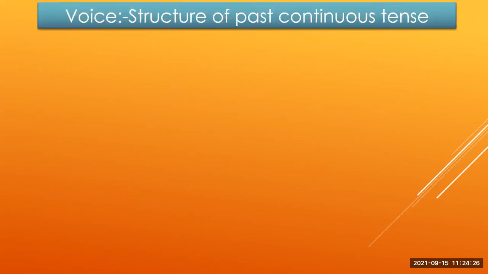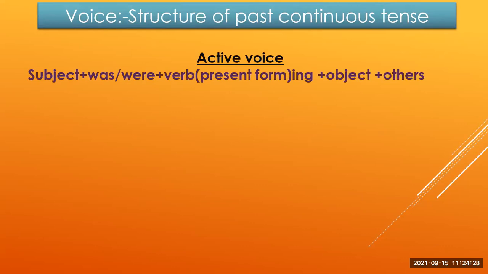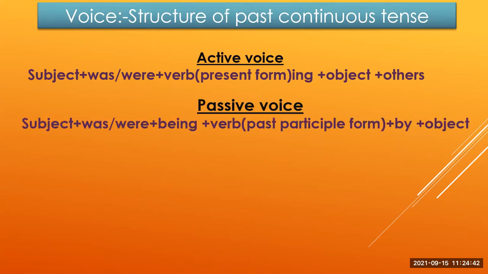Now the structure of past continuous tense. In active voice, the structure of past continuous tense is subject plus was or were plus verb plus ing plus object plus others. But in passive voice, the structure changes into subject plus was/were plus being, verb in past participle form plus by plus object.